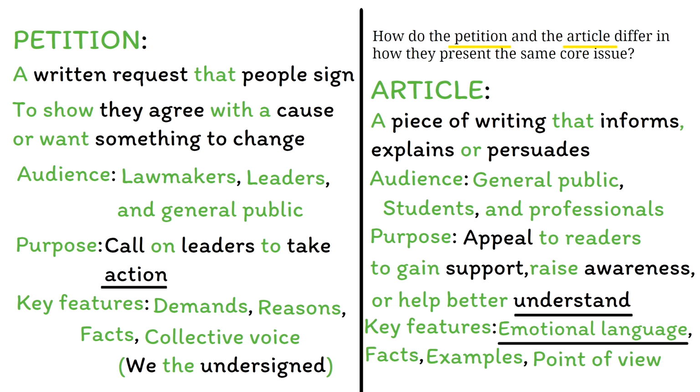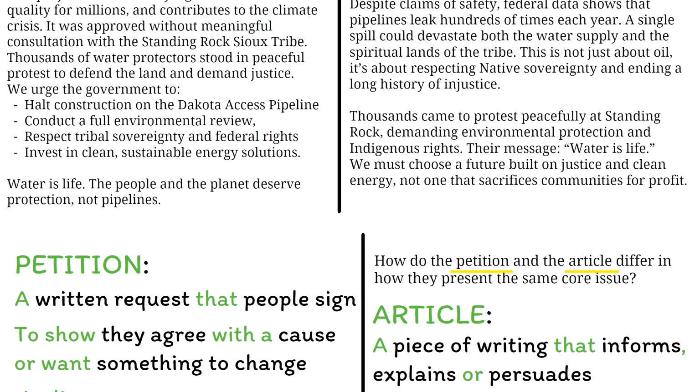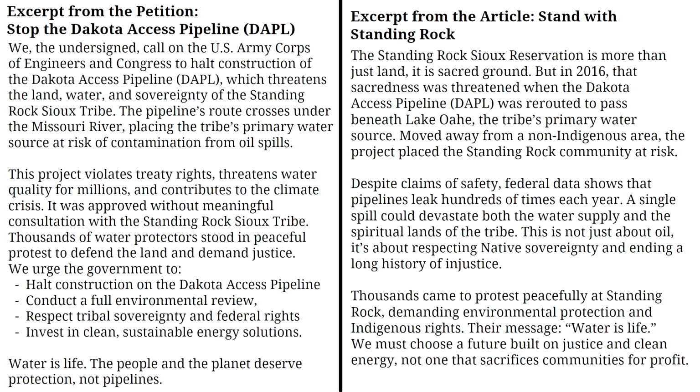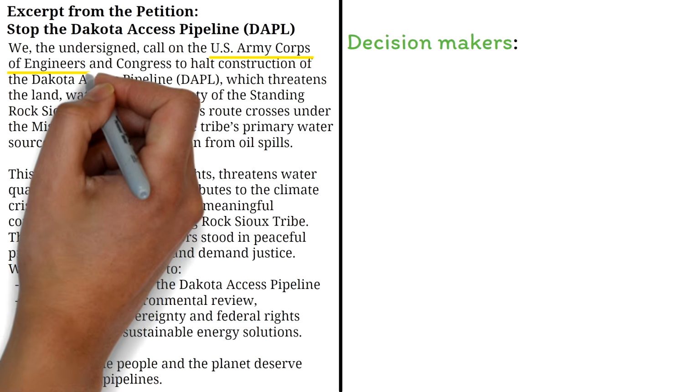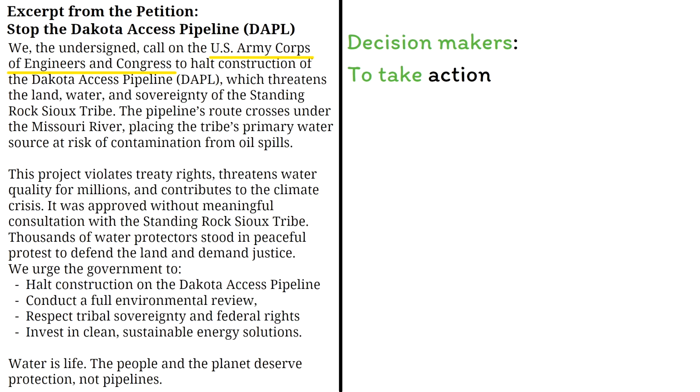So now that we understand what a petition and article are, let's read through the petition and article and figure out what the two passages are telling us. Now, when we look through the petition, we see that it speaks to the decision makers, and it strongly asks them to take an action. That is, to halt the construction of the Dakota Access Pipeline.